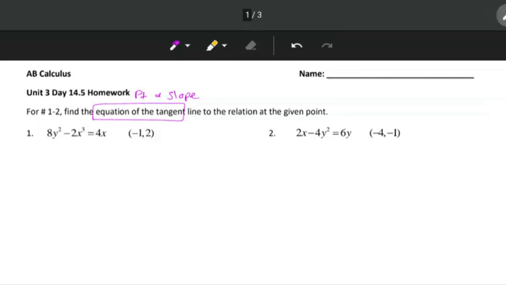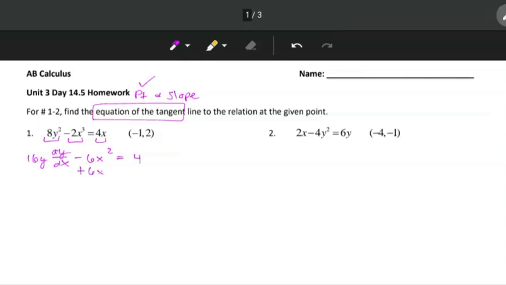So for these questions, it looks like they gave us the point. So we just have to find the slope. We have to find the derivative, and then we could plug the point in to get the slope. So if we take the derivative of each term separately, we get 16y dy dx minus 6x squared equals 4. So we have to get the dy dx by itself.